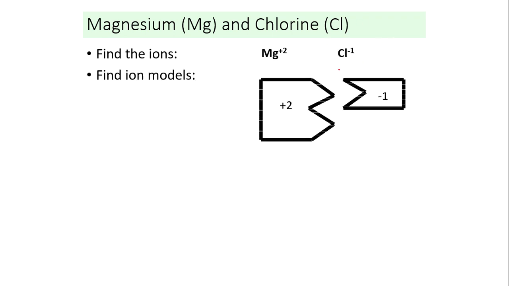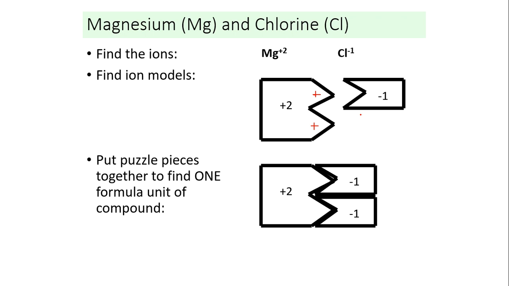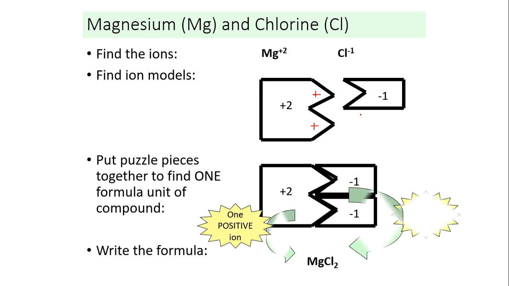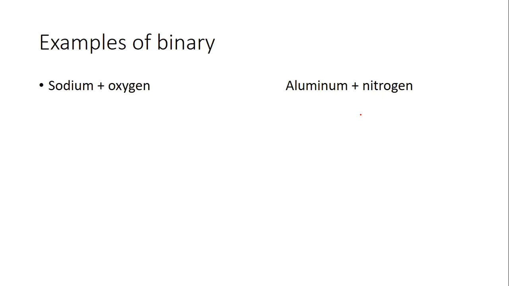All right, so magnesium and chloride. Magnesium is in group 2, so it has a +2 charge. Chlorine has the -1, so the +2 charge is going to look like this now. It's going to have 2 pluses, and the chlorine is going to have a -1 charge. So it will take 2 chlorines to equal out what the magnesium brings, and that makes the formula MgCl2, magnesium chloride, 1 positive and 2 negative.